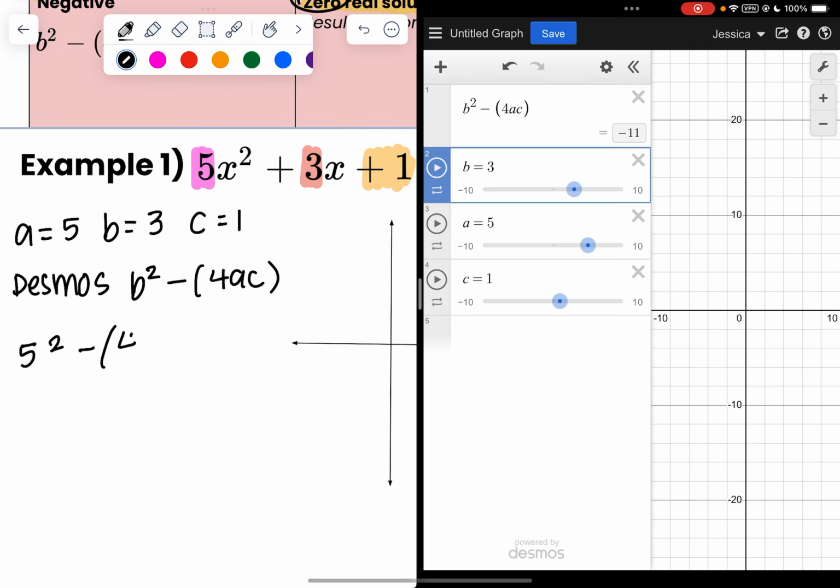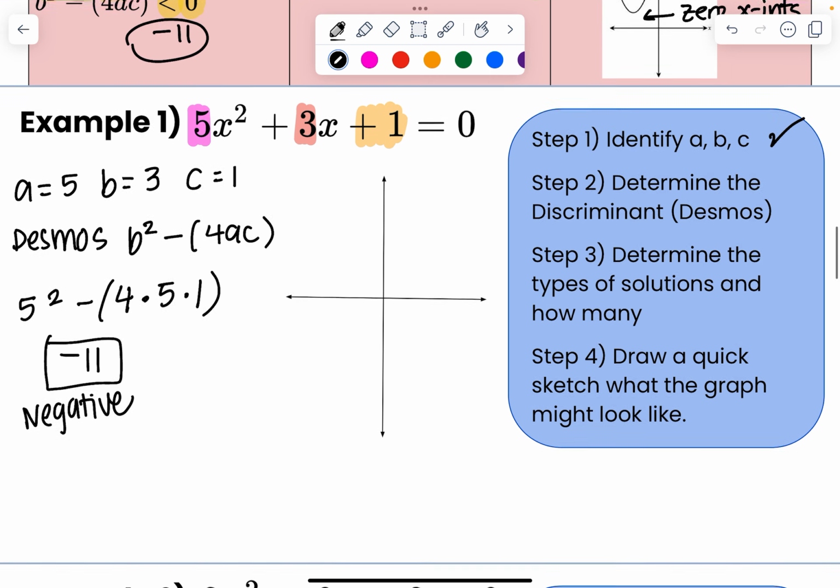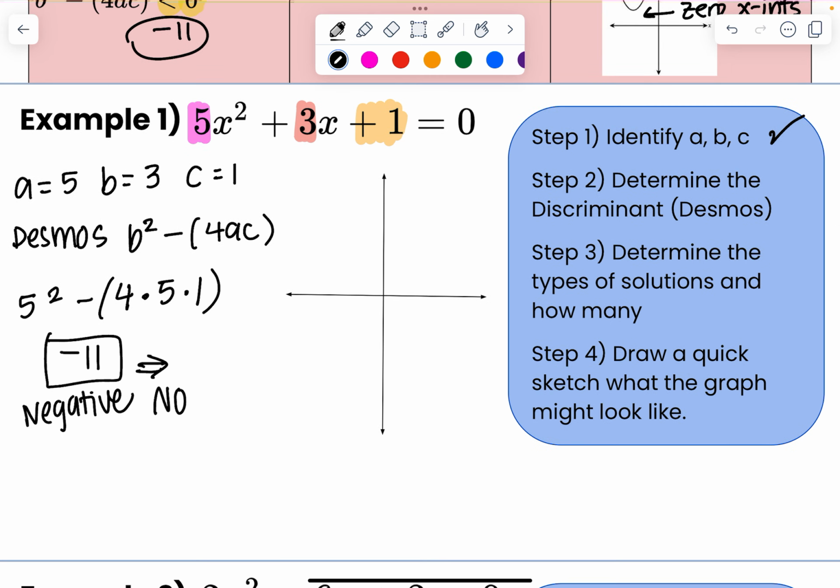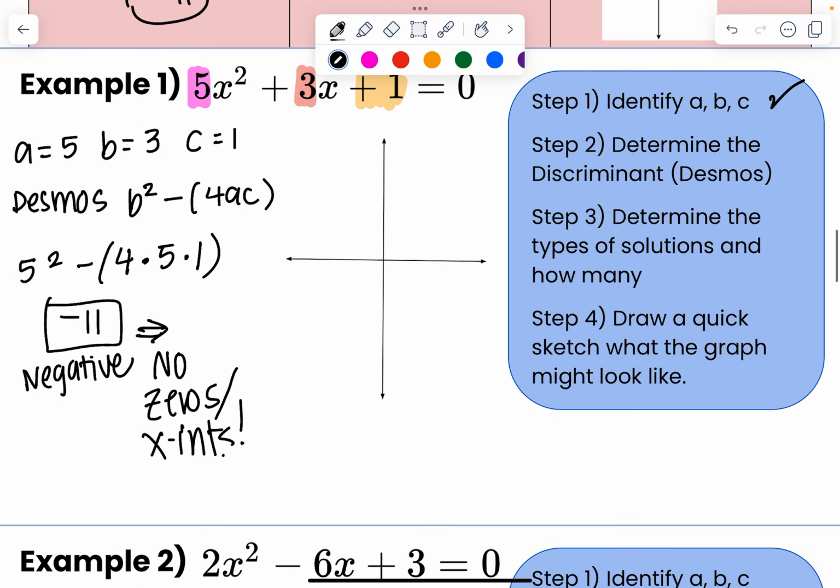Negative 11. So let's go back to our intel, right? Negative. Right? Negative 11 is like a situation like this. So I already know the type of solutions. Since this is negative, that means I'm going to have no zeros or x-intercepts. Right? There are no people involved in this. I don't know. I don't have any leads as it is right now. It's a little complex. I'm going to have to do more investigation. I'm going to have to do more digging.